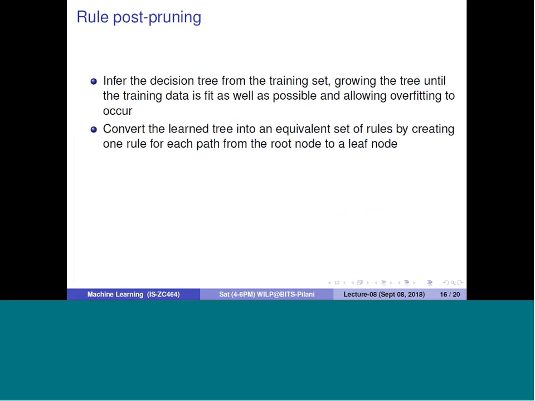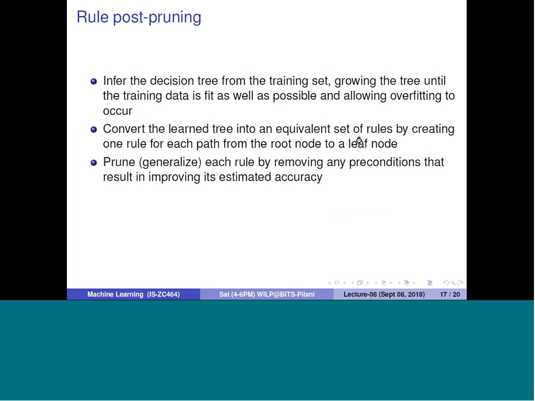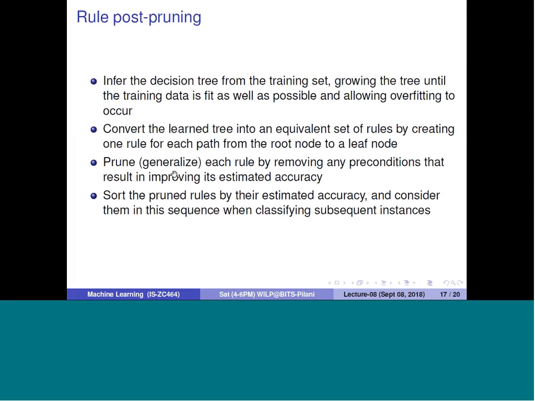So this is rule post-pruning: initially you grow the tree, and then convert the learned tree into an equivalent set of rules by creating one rule for each path, and then you generalize. How can you generalize? At some places you can put the question mark. You can put the question mark at those places where you see that doing so does not lower the accuracy, or sometimes you can do it based on some extra validation set.